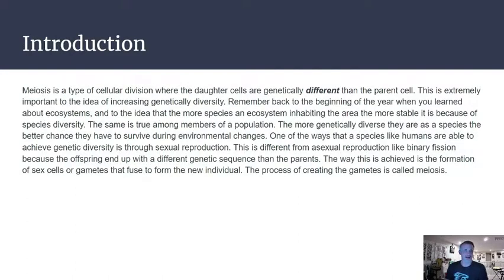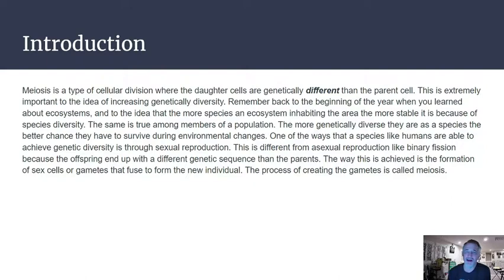All right, so meiosis is a type of cellular division where the daughter cells are genetically different. Mitosis, they were identical, right? The parent cell gave rise to daughter cells that were basically clones of one another if everything's working correctly. This is extremely important to the idea of increasing genetic diversity. So this is done during sexual reproduction when we're forming these gametes, sperm and egg.